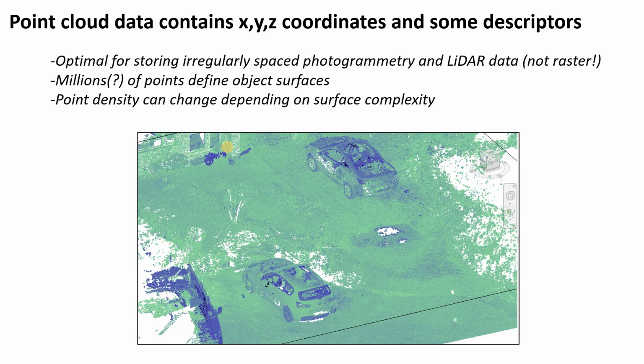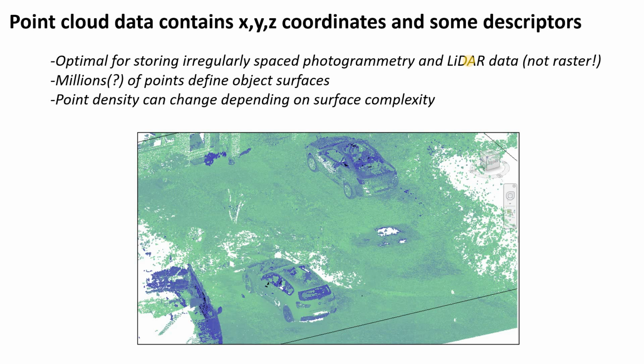So why would we use point cloud data? What is it good for? It's very good for storing irregularly spaced points, such as the ones derived from photogrammetry or LiDAR data. This is as opposed to raster data, where we'll often be representing continuous data with a bunch of regularly spaced pixels in a rectangle. Point cloud is maybe a little more versatile.